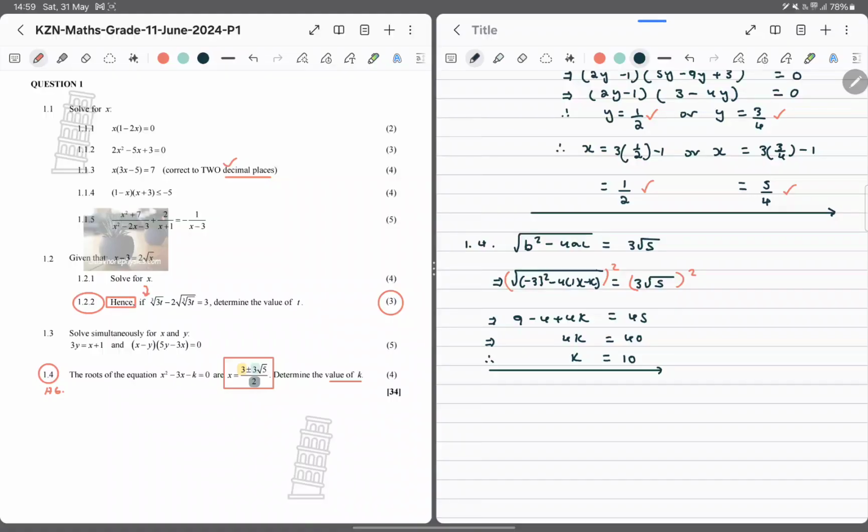Anyhow, one can check if indeed, when we say k is 10, do we get 3 root 5 on the discriminant? That's how we can check this. So let's say, well, we knew that in the quadratic we would have minus 3 squared minus 4 into 1 into minus k. Now remember, k is 10, so this is going to be minus 10.